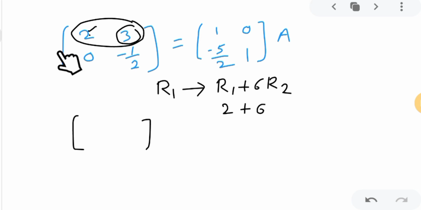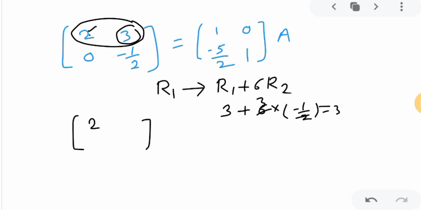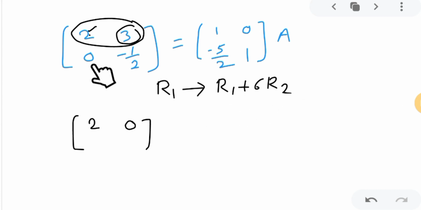The R2 corresponding element is 0, so 6 into 0. So 2 plus 6 into 0 is 0 only, so 2 plus 0 means 2. This element will be 2 only, no change. Now the second 3 will become 0. Just now I calculated: 3 plus 6 into the R2 corresponding element, minus 1 upon 2. So 3 minus 3 means 0. I am performing the operation only on R1; on R2 there is no operation. So R2 will be as it is, 0 minus 1 upon 2.